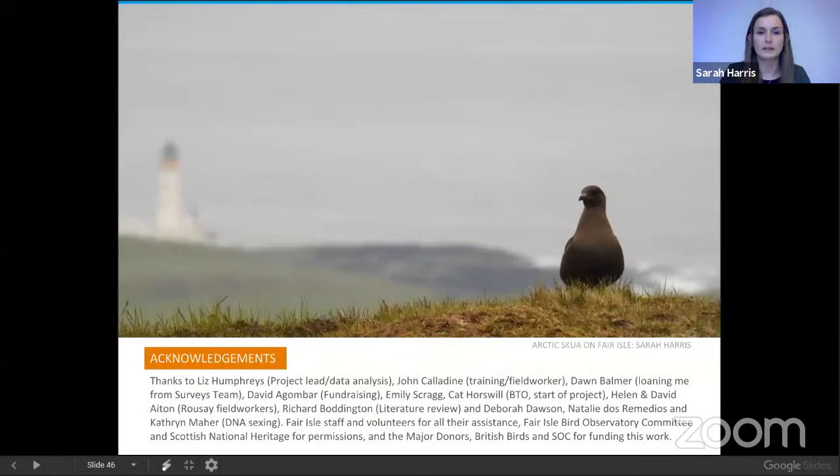So just a massive thank you to my colleagues at BTO for starting up, helping and continuing this project. We've had some amazing donations from members of the public, British Birds and SOC. So they've all been helping to fund this work. Of course, we've got the volunteers on Rousay, without whom we wouldn't be able to do the fieldwork on that island. And Fair Isle Bird Observatory have helped us immensely in our fieldwork on Fair Isle. So thank you to everyone who's helped with this project. Really appreciate it.